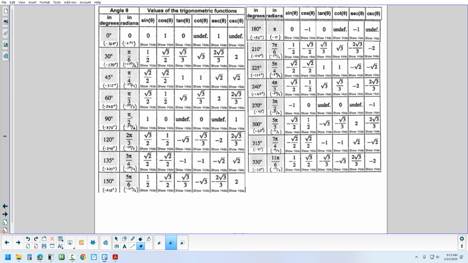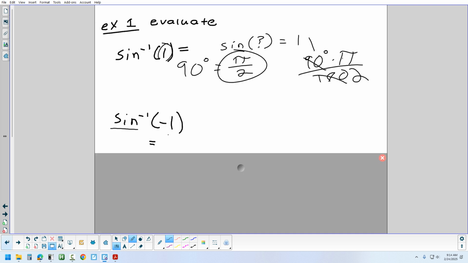So if we go down the sine column until we hit negative 1, does anybody see what angle is in that row? 270. Okay, so right here, if we're doing degrees. So now, would we write 270 or would we write negative 90? Right, we're going to write negative 90 because you've got to give an answer between negative 90 and 90. Okay, and that's the one. So negative 90.